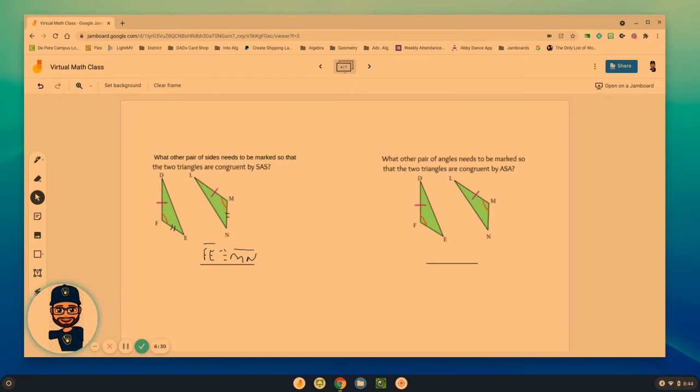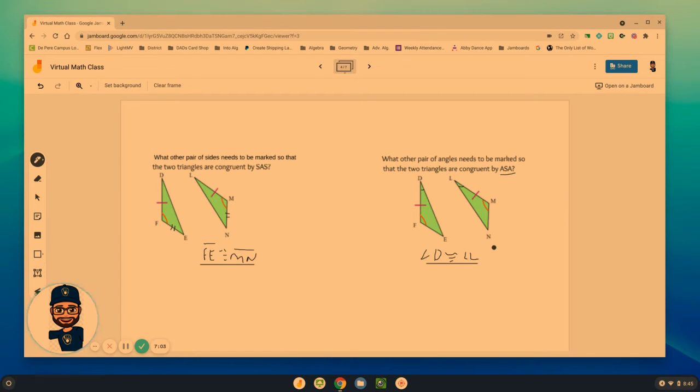Now in the other one, a very similar picture, but they want us to mark a pair of angles so that we could use ASA. Well, ASA stands for angle, side, angle. So angle, side, then the next angle, which means angle D would have to be congruent to angle L for us to have used that properly.